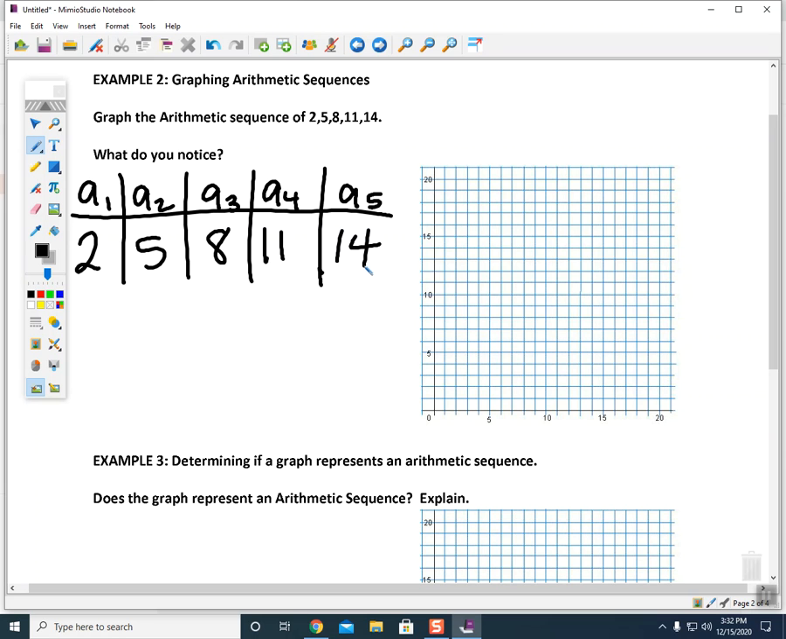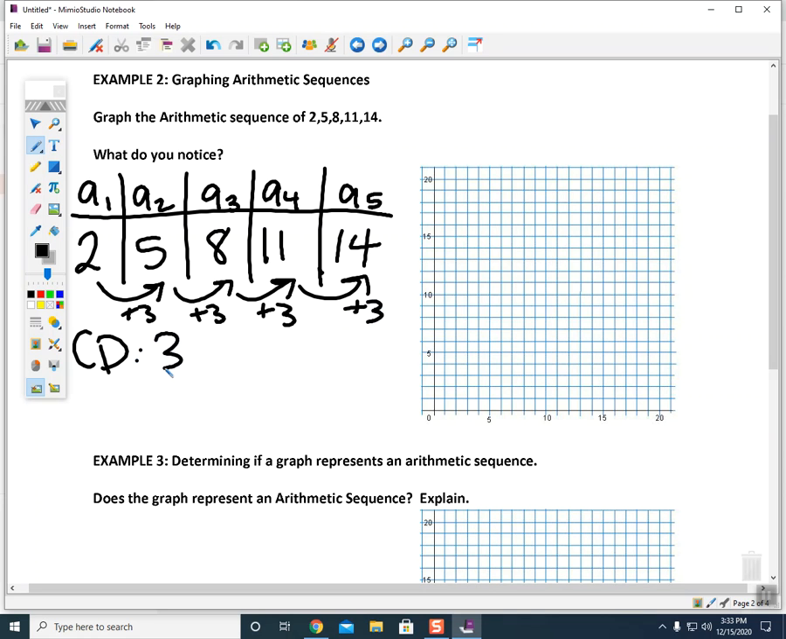So first thing I could do is look at, well, what is my common difference? Well, 2 to 5 is plus 3, 5 to 8 is plus 3, 8 to 11 is plus 3, 11 to 14 is plus 3, right? So my common difference is 3, but now I have to think about how am I going to graph this. It may not seem that intuitive right now, but how would you think that I would graph this? I'm really only given one set of numbers, and then I have these different a sub 1, a sub 2 things that aren't numbers. There's letters there, but they do correspond to numbers, right?